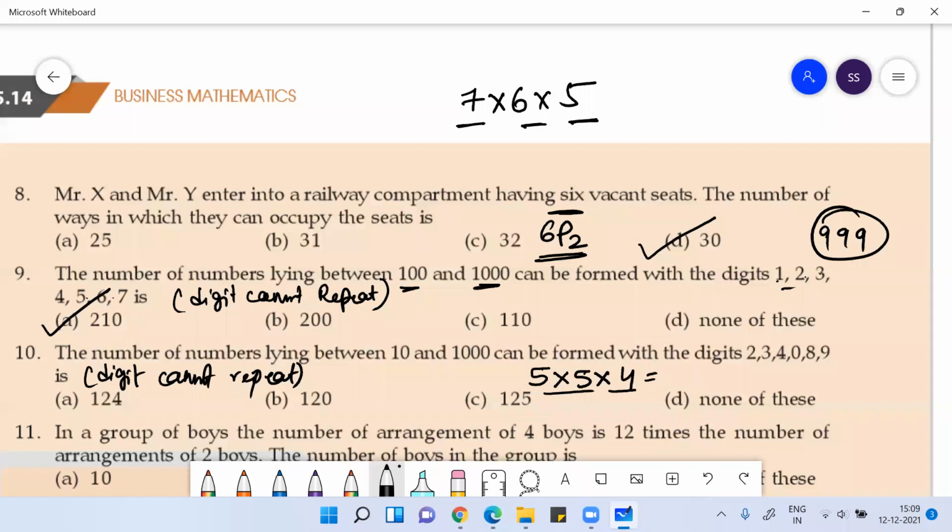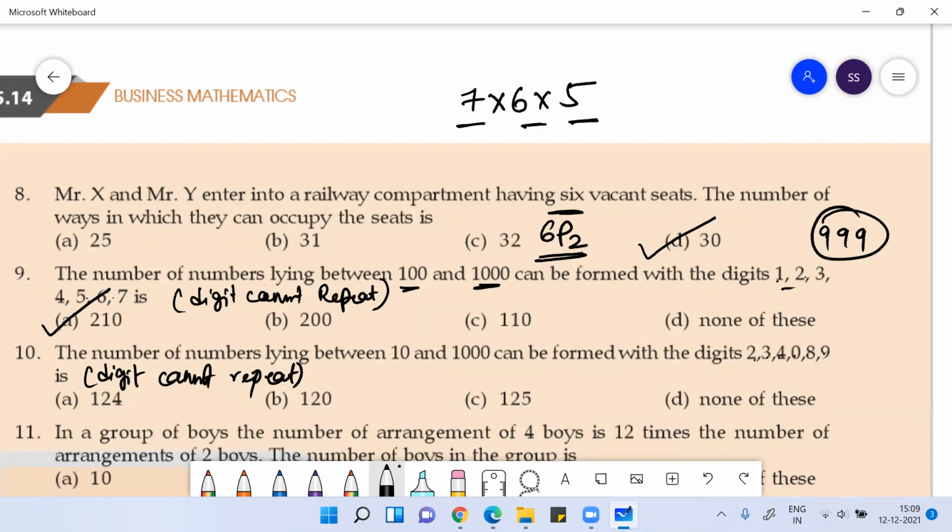How are you getting 120? Sir, you have written digits cannot repeat. No, sir. Digits cannot repeat. So once you use a digit, you cannot use that digit again. Yes, sir. So here, how many digits are there? 1, 2, 3, 4, 5, 6.